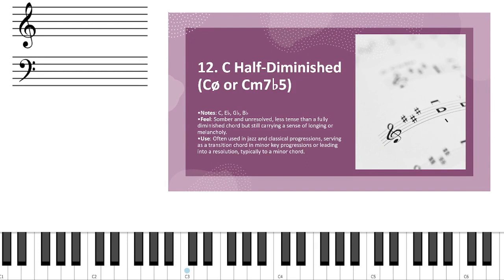Number 12, C half diminished, or C minor 7 flat 5. Here are the notes. You got a C, an E flat, a G flat, and a B flat. Now when you boil this down, this could be interpreted as an E flat minor 6th, but we're going to look at it as a C half diminished.